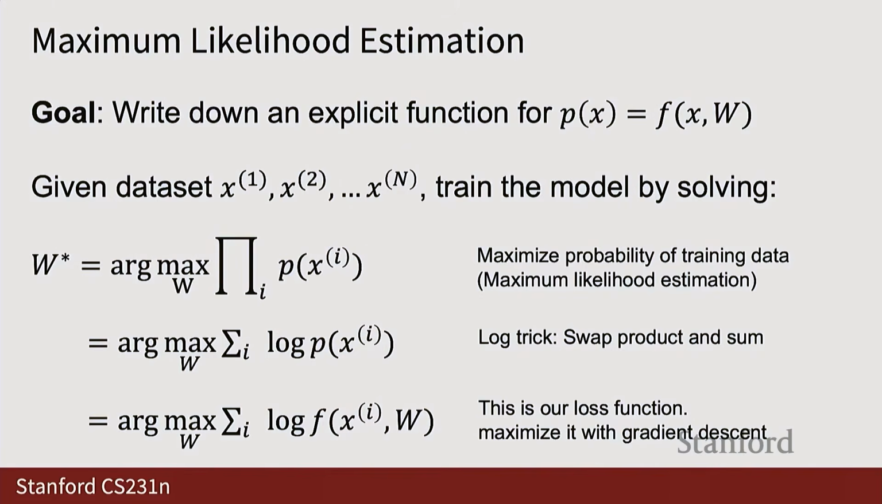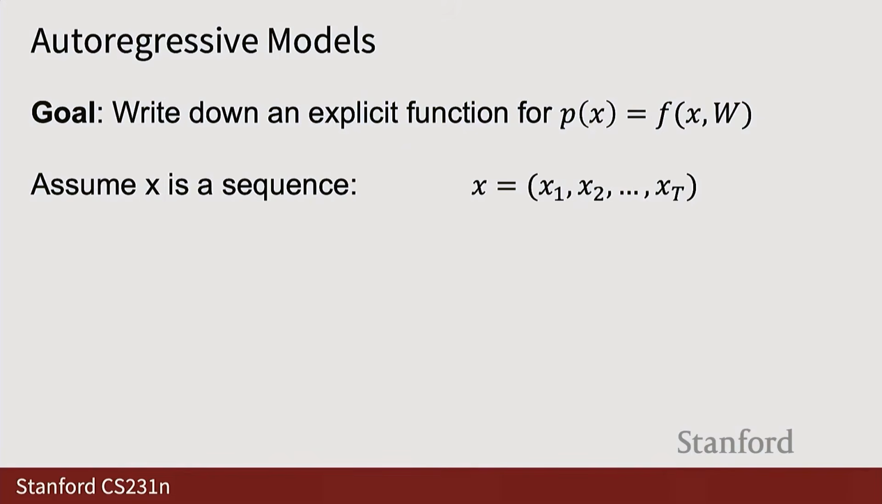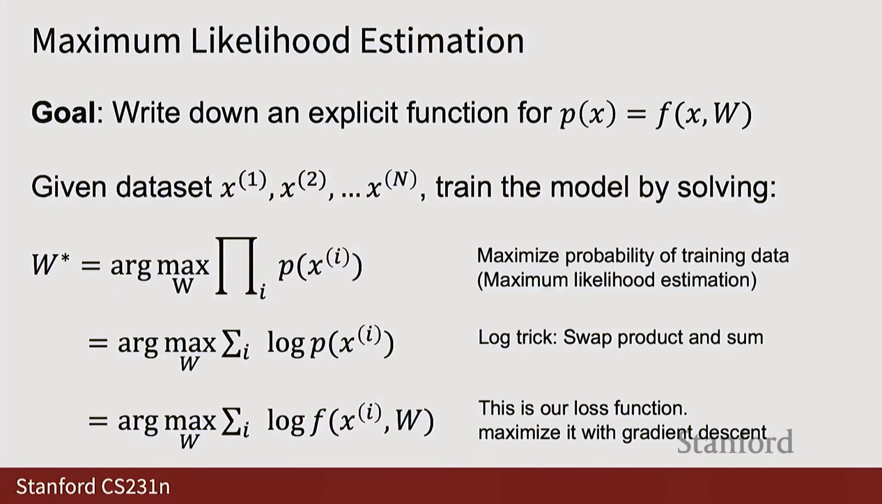But we need a little bit more structure here to actually make progress. This idea of maximum likelihood estimation is very general. It doesn't really assume anything about the kind of data. It doesn't assume any structure in the data. And in general, we need to put a little bit more structure on this to make some progress.